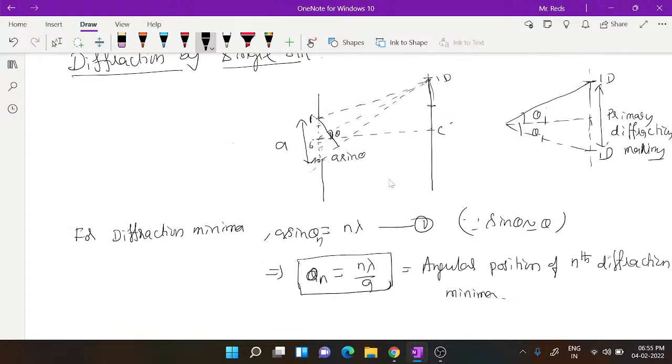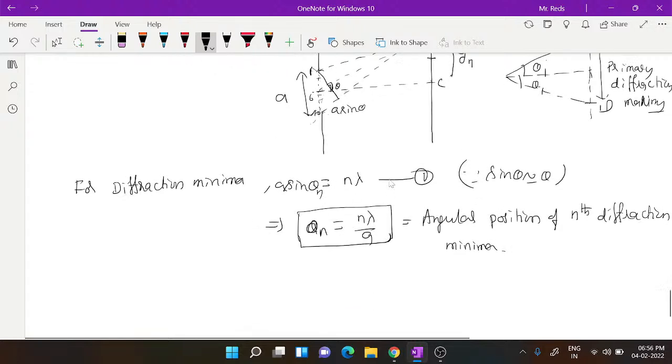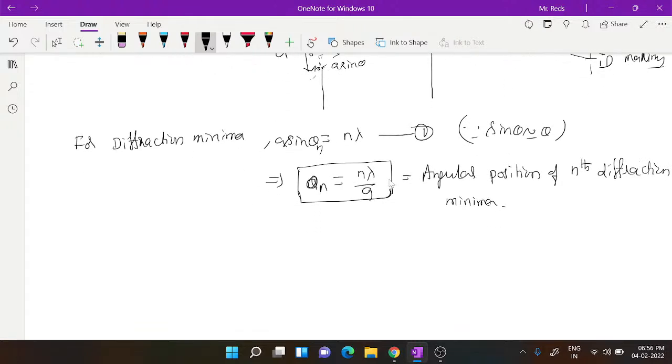Another thing is, if the lateral position of the diffraction minima is y: for the first one y1, second one y2, and so on. For the nth one, if we take it as yn, then this is the angular position of the nth diffraction minima. If we take this as the lateral position of the nth diffraction minima, how do we find this? Let us try to see what the lateral position of the nth diffraction minima should be.